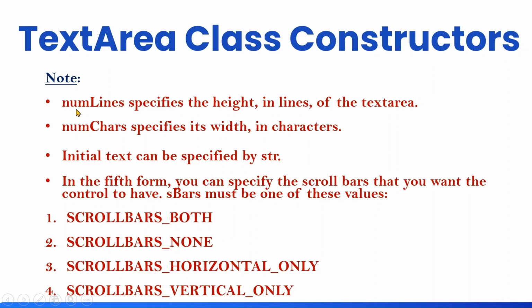So I have already given the description here about the parameters. Number of lines, num lines, specifies the height in lines of the text area. That means how many lines you want, the height. Then num characters specifies the width in characters. So each line, how many characters you need to put. Then initial text can be specified by the str, the default text. Then in the fifth form, you can specify the scroll bars that you want the control to have. The s bars parameter must be one of the values I explained.